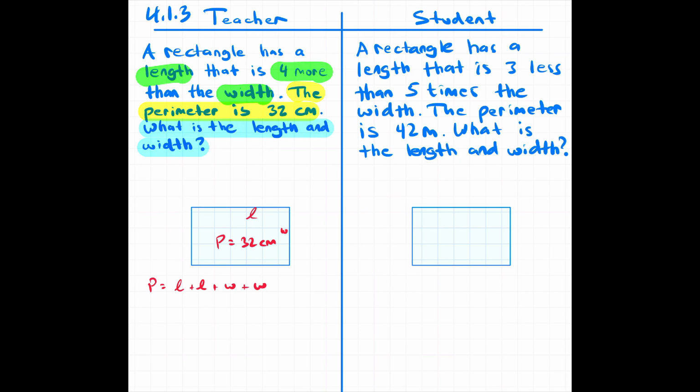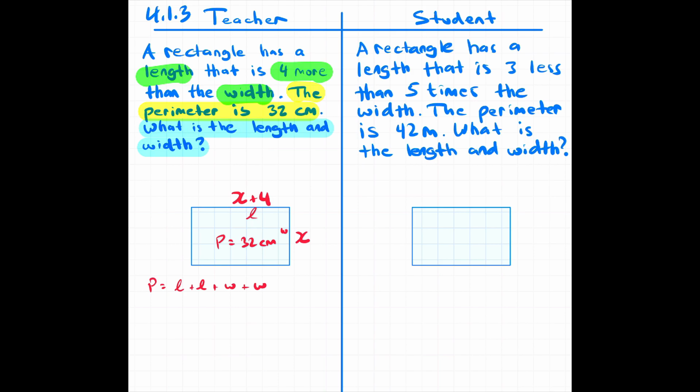So it says right here the length is 4 more than the width. So we don't want two different variables. I don't want an L and a W. So let's just say I call the width x. The length is 4 more. So that means the length would be x plus 4. It's 4 more than the width. The width is x. The length is 4 more than x, so x plus 4. And the perimeter is 32.